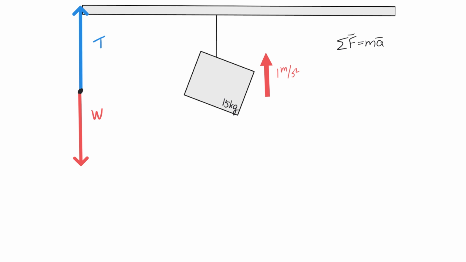Are there any springs connected to the object? That throws out Hooke's law. Is the object associated or resting on a surface? No. So there's no normal force. Is it sliding along a surface? No frictional force.